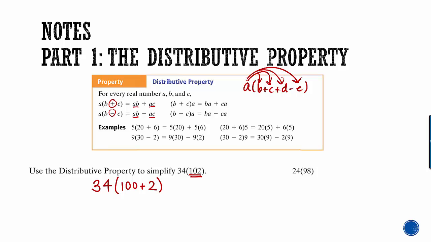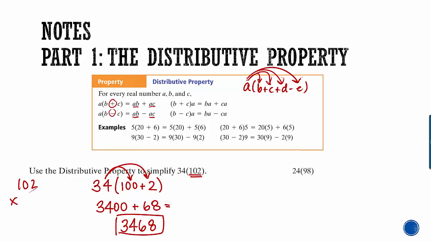Instead of just calling it 102, turn it into 100 plus 2. And then this multiplication is pretty simple because 34 times 100 is 3,400 and 34 times 2 is just 68. And then this is something I can quickly add together rather than breaking out this 102 times the 34 and doing all that together, but we'd get the same number. So if you can do this in your head, that's awesome, but I want to see work for this.